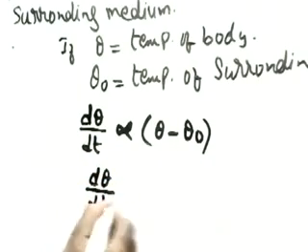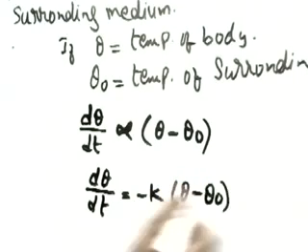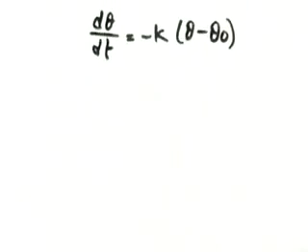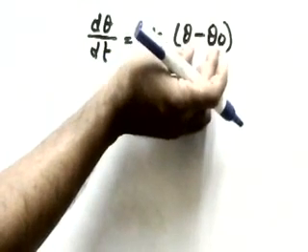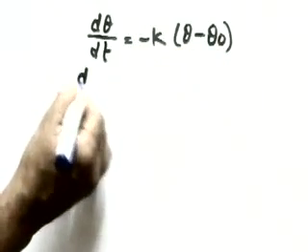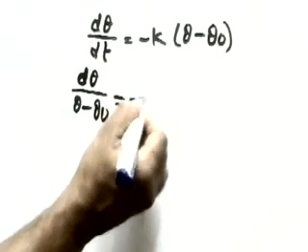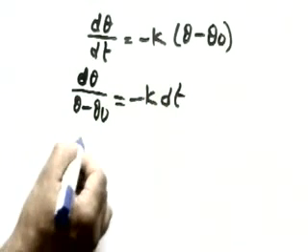So if we take out the proportionality, we will get the constant. We use the constant minus k into theta minus theta naught. The constant we are using is minus k because the temperature is decreasing. So let me use the differential equation method. Separate the variables, bring theta here and t here. We can do it like this: d theta by theta minus theta naught equals minus k into dt.